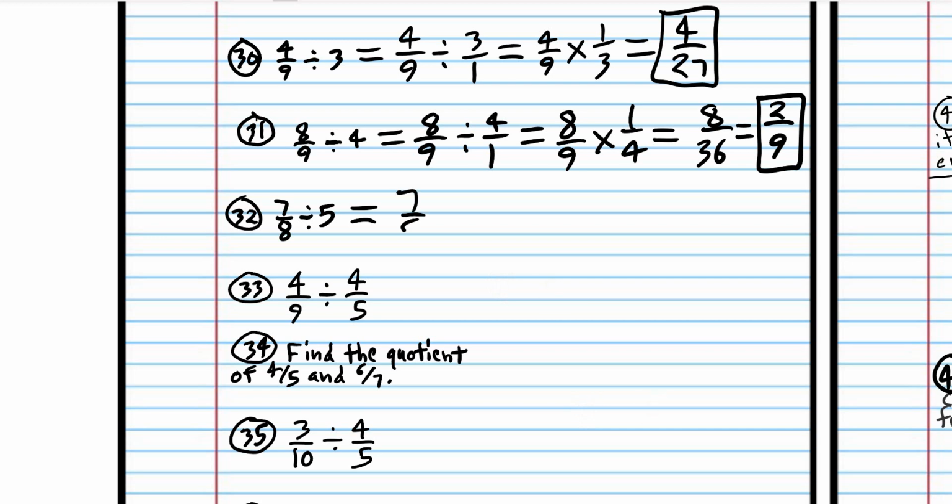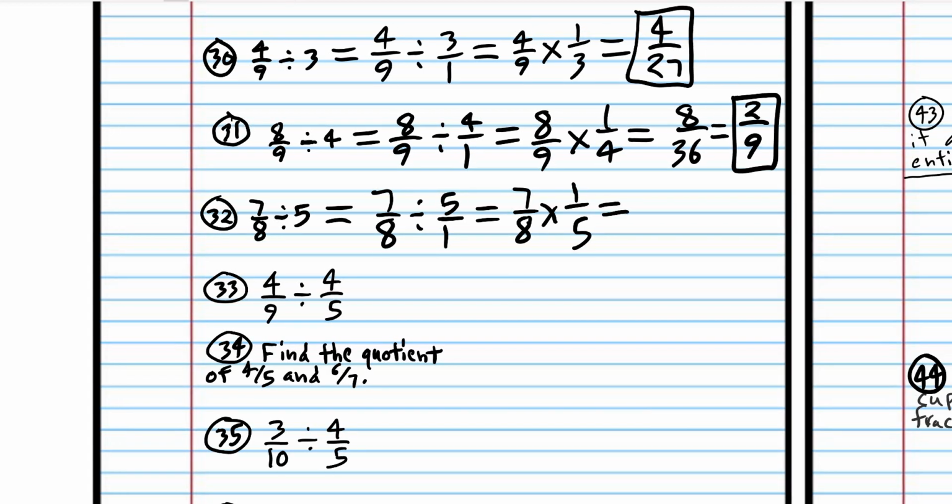All right, 7/8 divided by 5 becomes 5 over 1. Change the division sign to multiplication and flip the divisor. And then it becomes a multiplication of fractions problem, so it's just 7 times 1 is 7, and 8 times 5 is 40. On this one, we don't have to reduce.